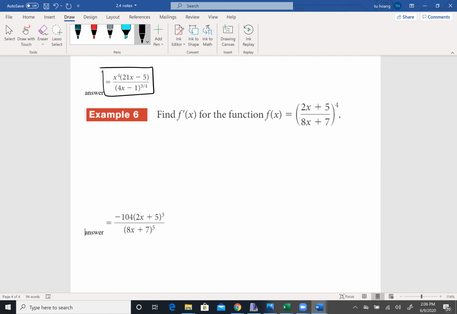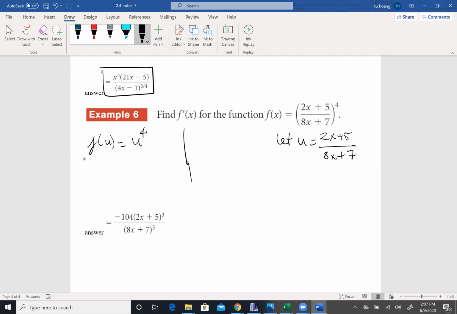Okay, so what happened? For this one, I would like to say this can be rewritten as f of, let u equal to 2x plus 5 over 8x plus 7, which is the inside function, right? So I'm now changing it to become f of u, which is u to the power 4. Okay, maybe I need to have more space for this.